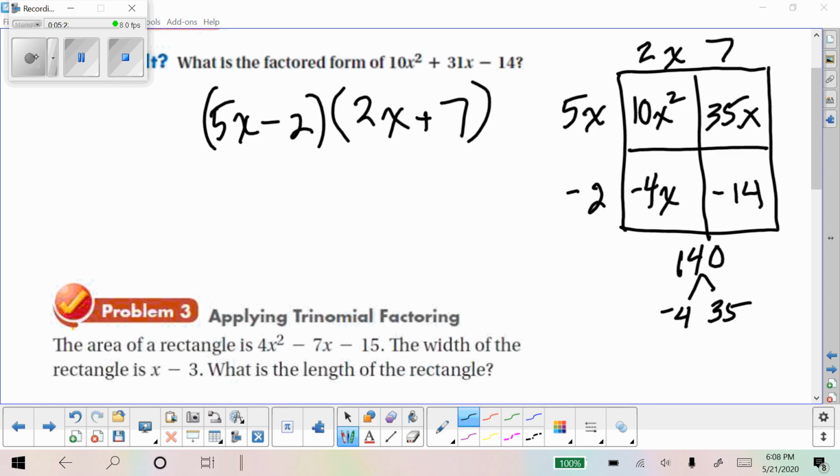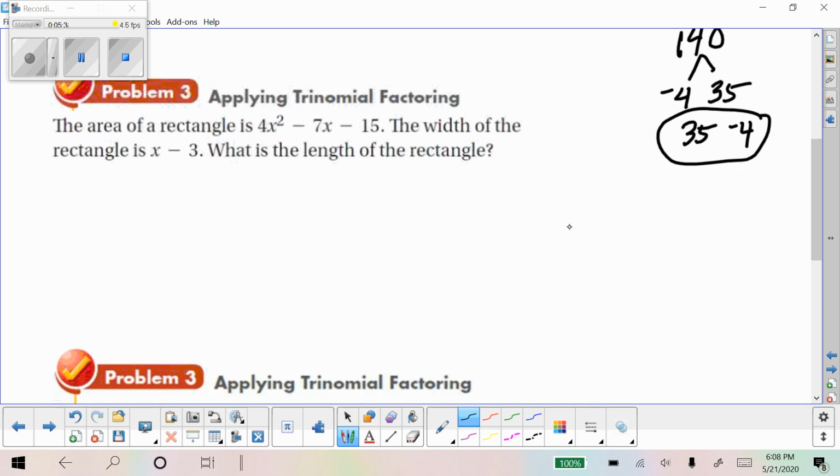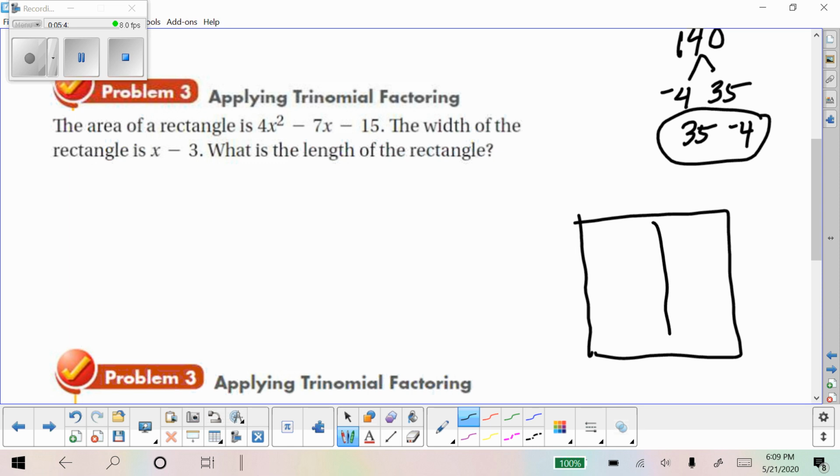Well, there you go. That was kind of hard because finding factors of 140 is a little bit harder, but the ones you want are the 35 and the 4. The 35 being the positive one and the 4 being the negative one. All right. So let's apply this. Let's see if we can figure out what dimensions we could use for the length and the width. And it's giving us one of them, so that's kind of nice. So let's go ahead and put this in and put this in.